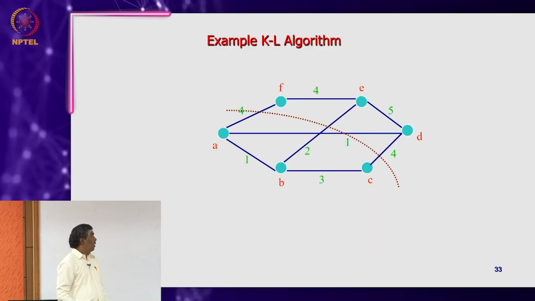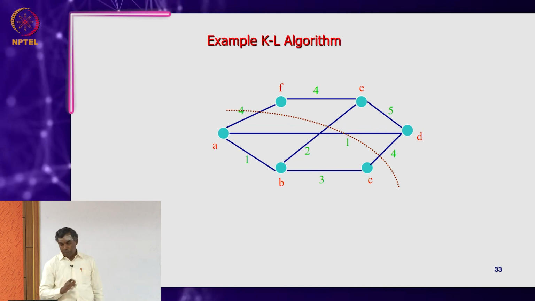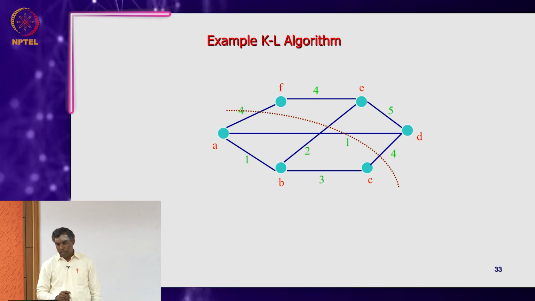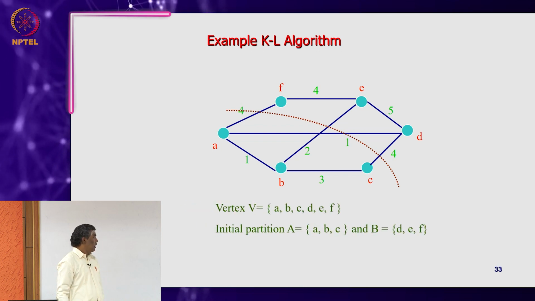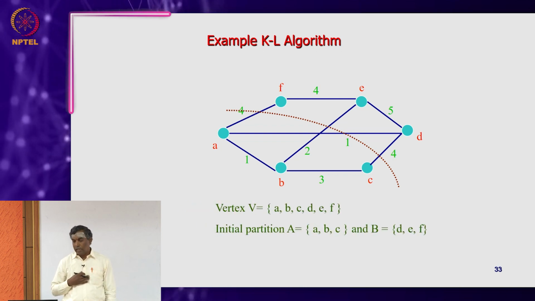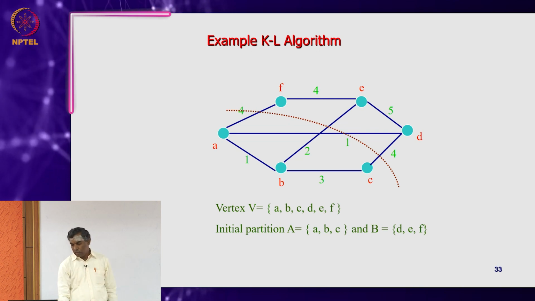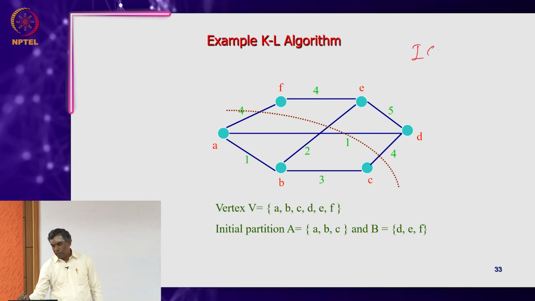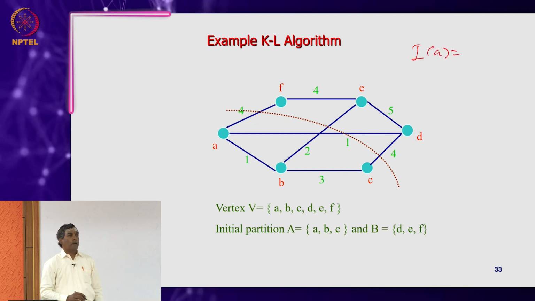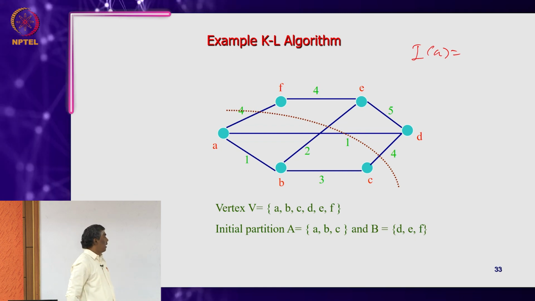Let us look into a small example, probably I'll wind up on that. This is my graph. So, my set A consists of A, B, C, and B consists of the rest. Probably we will calculate the internal cost. So, what is I of A? Anybody? What is the internal cost of this node A?